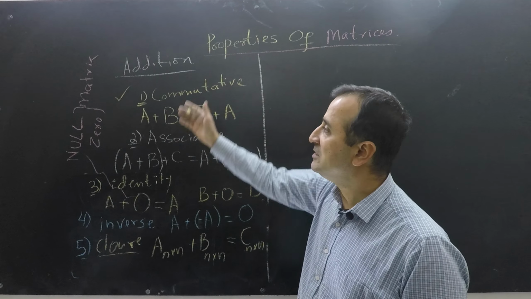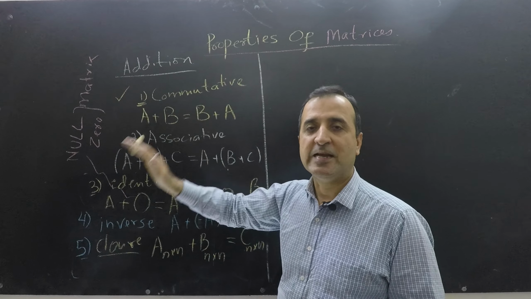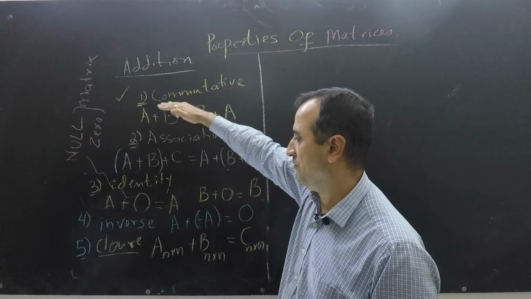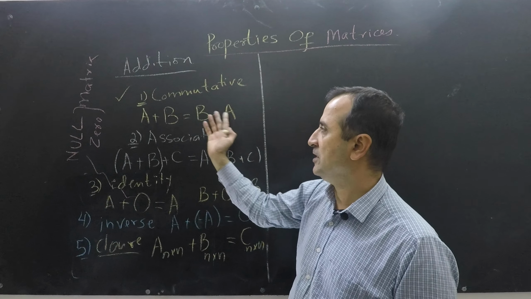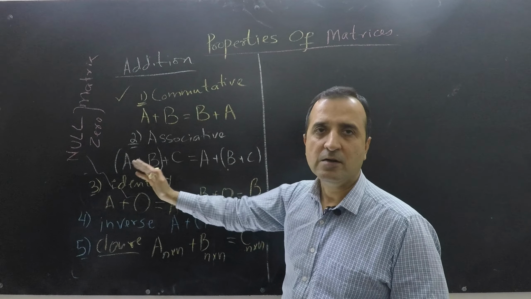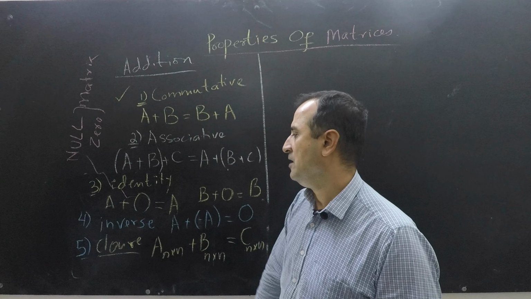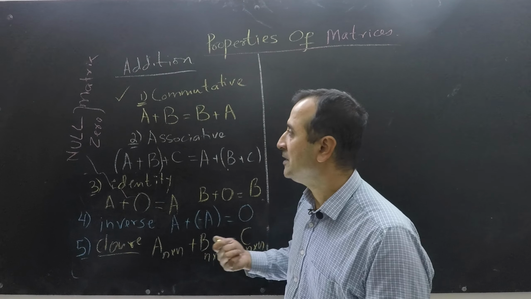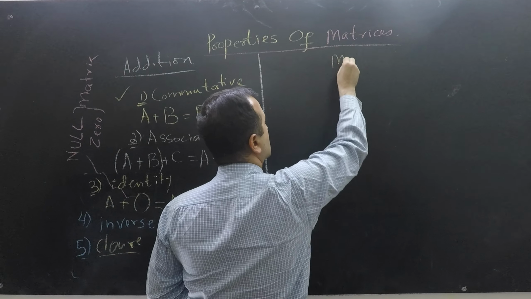Now we have to repeat the same properties and see if these properties exist for the multiplication operation. So here we have these 5 properties. Number 1 was commutative, where we change the order of matrices. Second was associative, where we don't change the order but we change the brackets. Third was identity, fourth was inverse, and fifth was closure. We have to see if these same properties exist in case of multiplication. So now let's start.